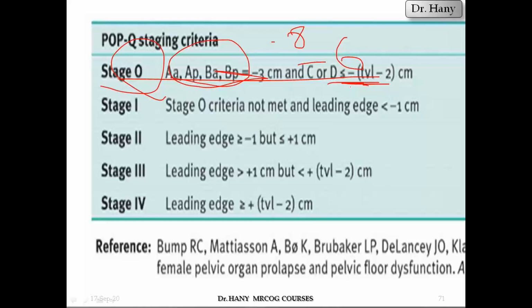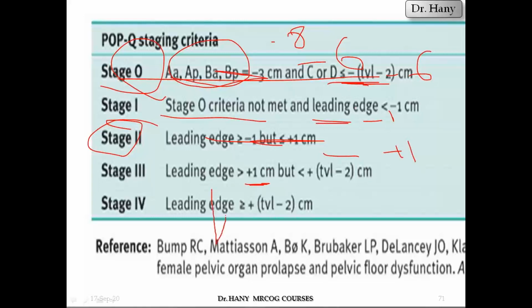Stage 1 is below -6 until higher than stage 2, which is 1 centimeter around the hymen, above or below. So stage 1 is between -1 and -6. Stage 2, -1 to +1. More than 1 centimeter, stage 3. Total vaginal length is outside, stage 4. Let's go for a chart.